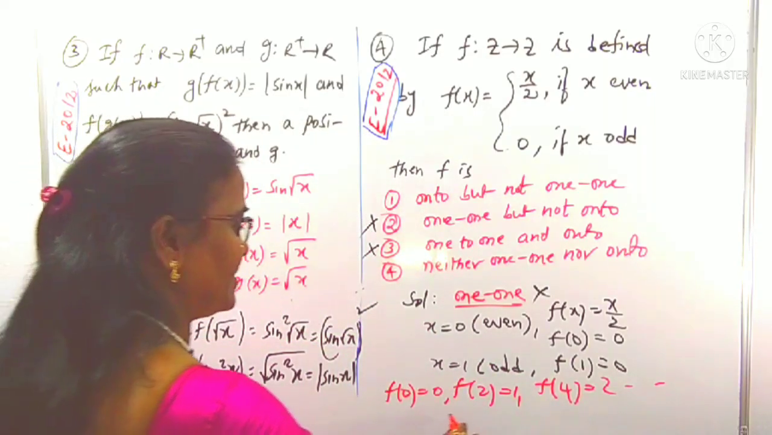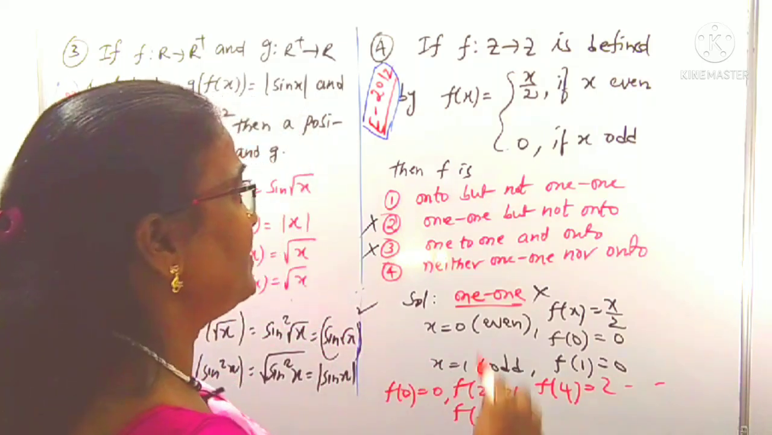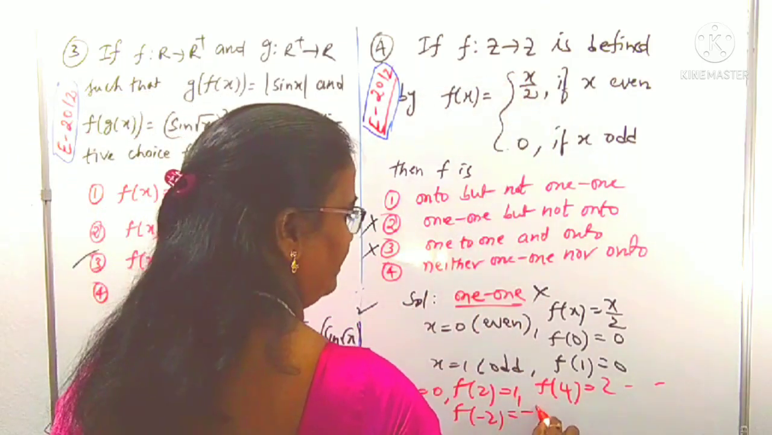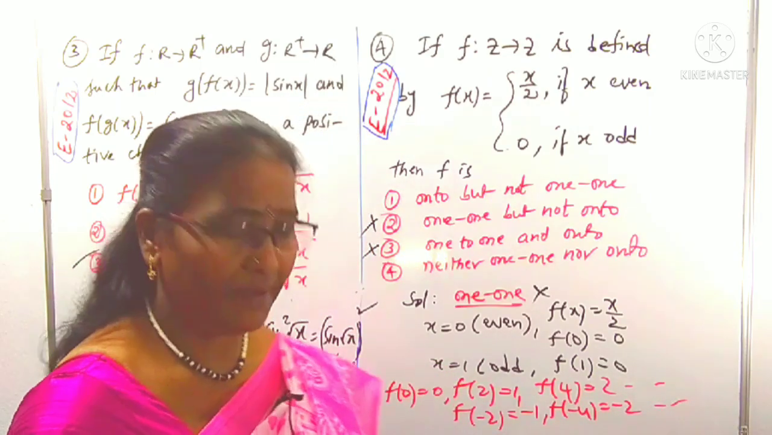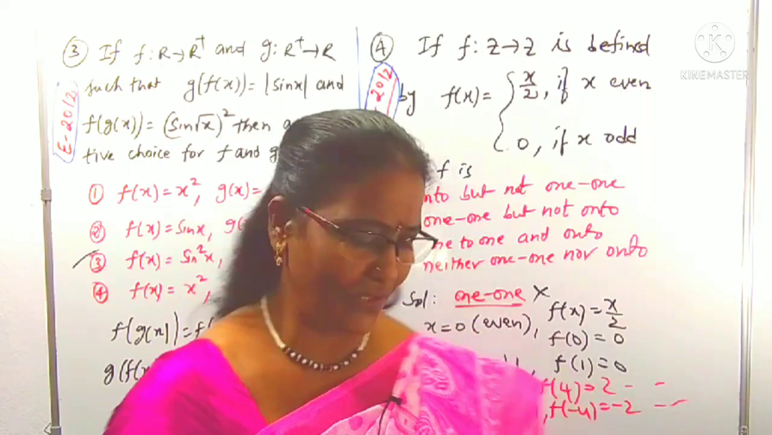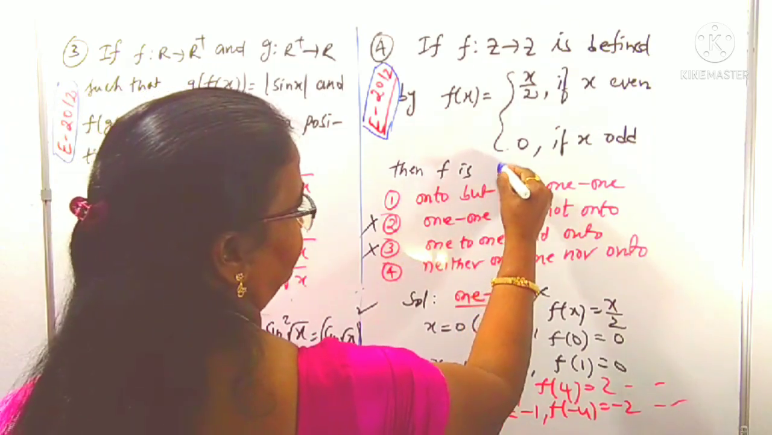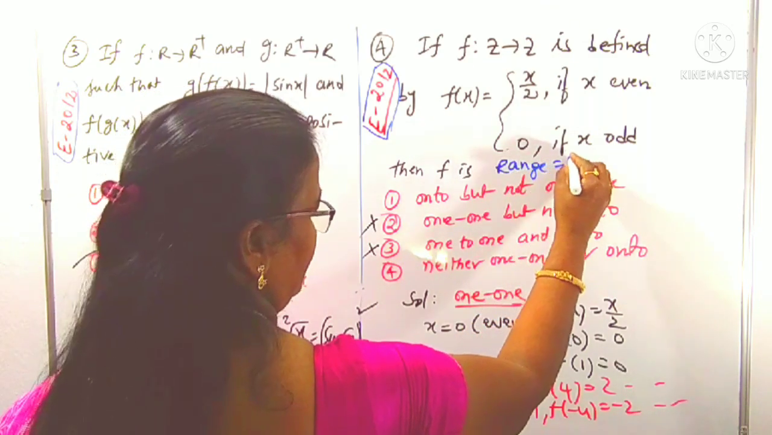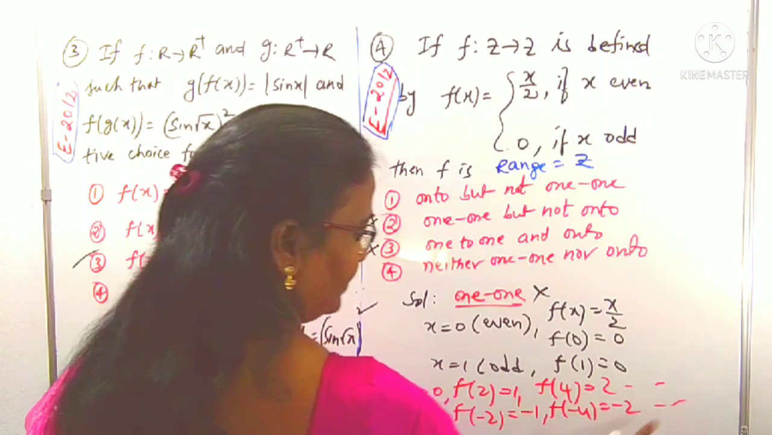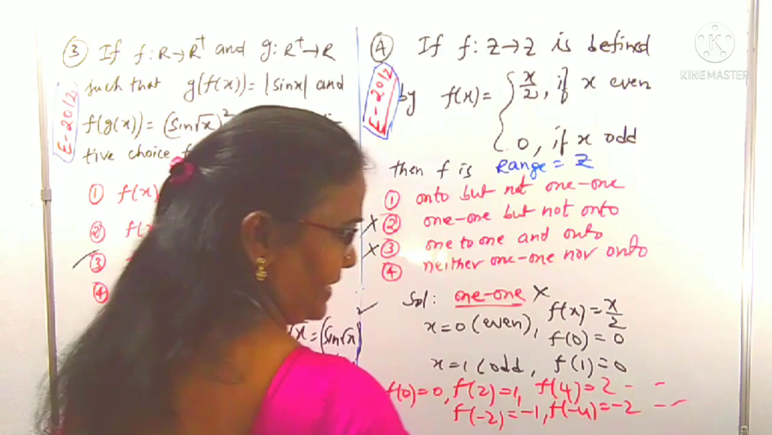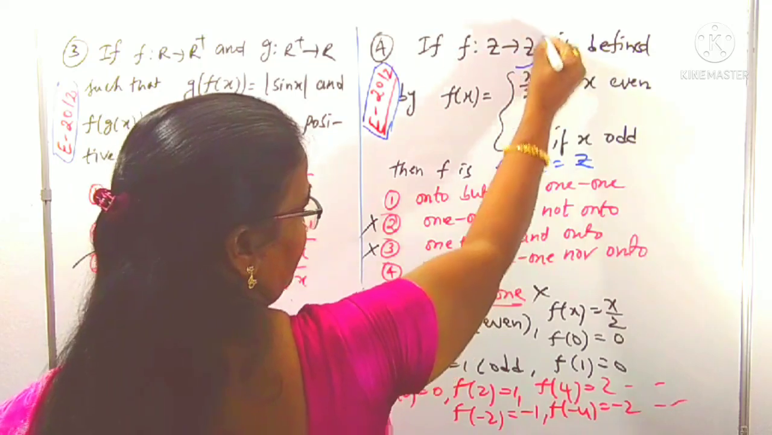Same way, if you use the negative integers like f of minus 2, if you take x equal to minus 2, what happened? Minus 2 by 2 is minus 1. f of minus 4 is minus 2. Means that you can get all negative integers also, including 0. So what is this range? Range is the set of integers. 0 is there, all positive integers are there, and all negative integers are also there. Range is equal to Z, which is equal to codomain.